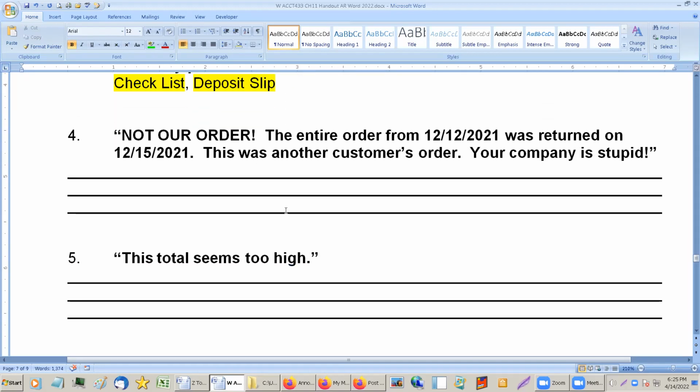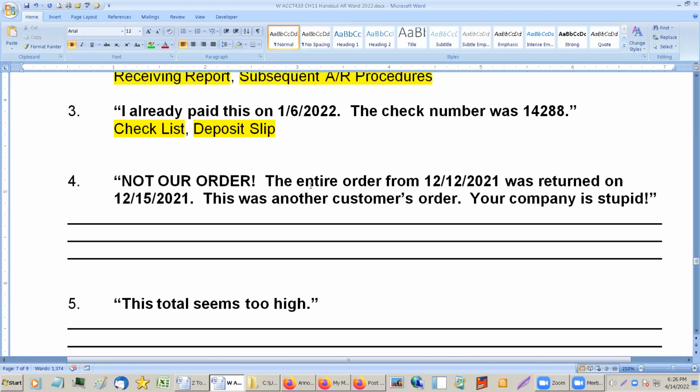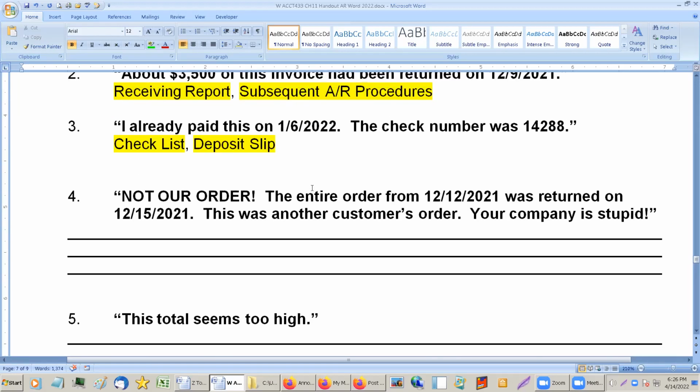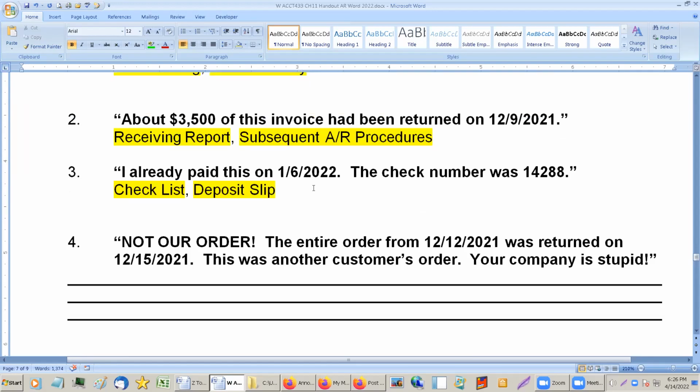Number 4. Not our order. The entire order from 12/12/21 was returned on 12/15. This order was another customer's order. Your company is stupid. What do we do with that? Check AR.